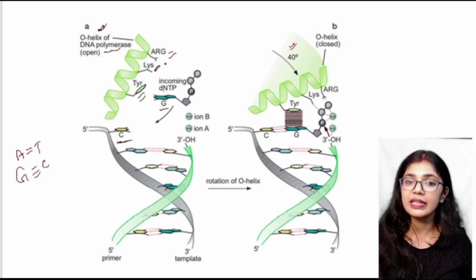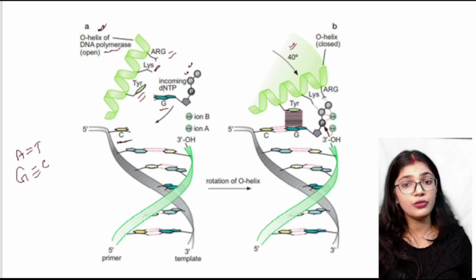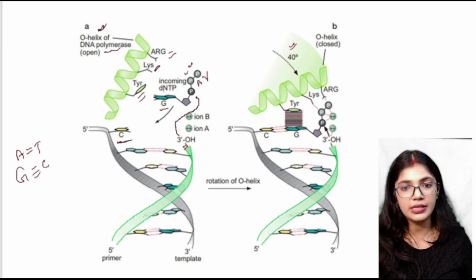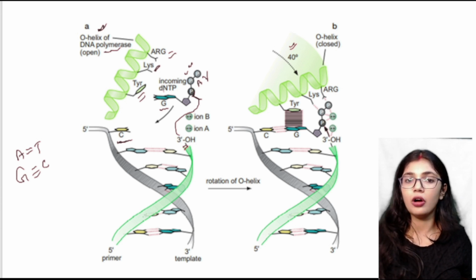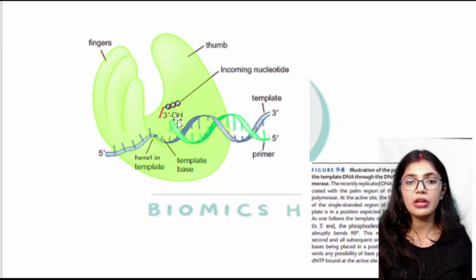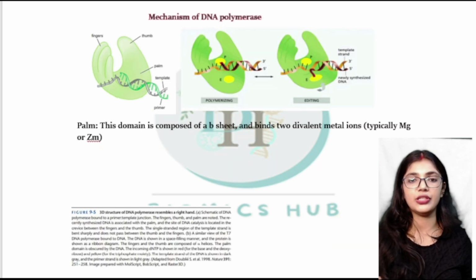Okay, and the lysine and arginine which are present interact with the phosphates. Which phosphates? The beta and gamma phosphates. And the 3' OH group attacks the alpha phosphate. So this was the work of the O helix of DNA polymerases. Here we can see that when the thumb is pressed, at the 3' OH group the incoming nucleotide comes and binds, which is complementary to the parent strand.